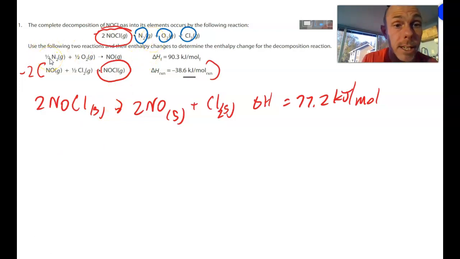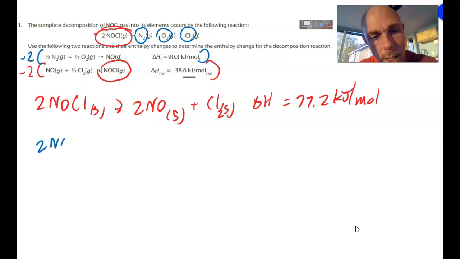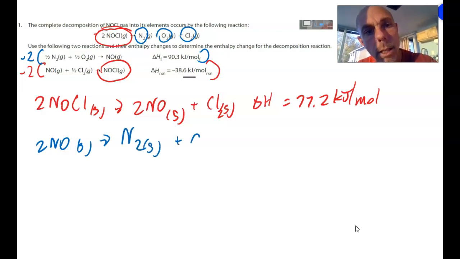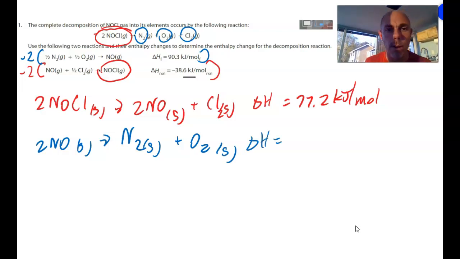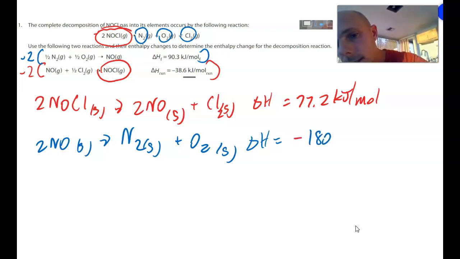Well, this first reaction has N2 and O2 in it, but it has a half of each, and they're on the reactant side. So I need to flip and double that first reaction as well, because I need 1 N2 and 1 O2 on the product side, which flipping and doubling will achieve. So then I get 2 NOs yielding an N2 and an O2. And when I flip and double the delta H for that, -2 times 90.3 is -180.6 kilojoules per mole.